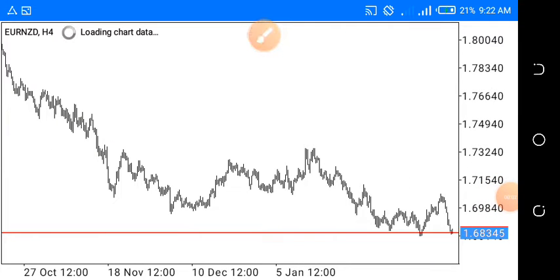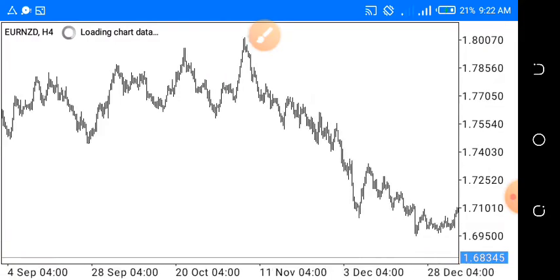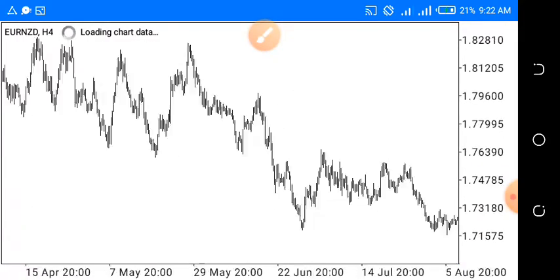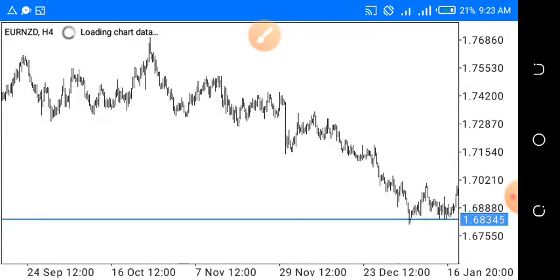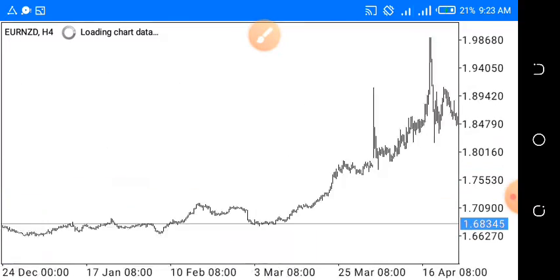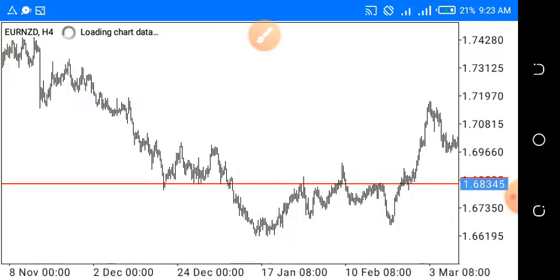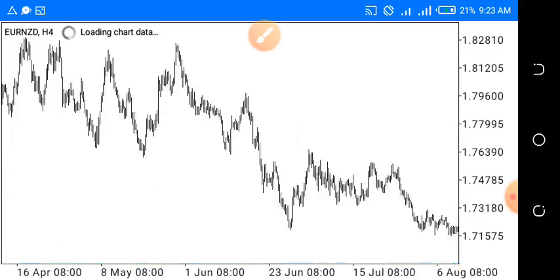All right, bro. Remember, I promised to show you some analysis on how to do it, and how to analyze, right? So this is what I want to do now. Okay, so the current display now is the Euro NZD on the H4.